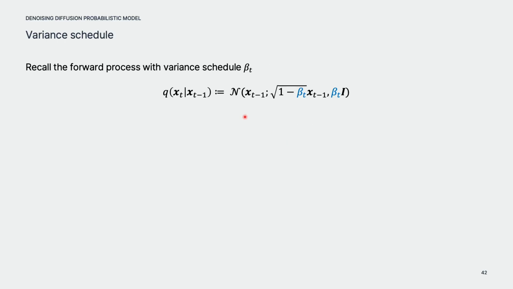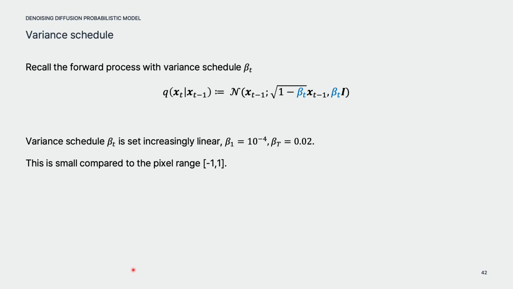And the variance schedule beta t is a hyperparameter when training and sampling from DDPM. And in the original paper, beta t is set as increasingly linear, where beta 1 is 10 to the minus 4 and beta large T is 0.02. And you can see that this is very small compared to the pixel range of minus 1 to 1.